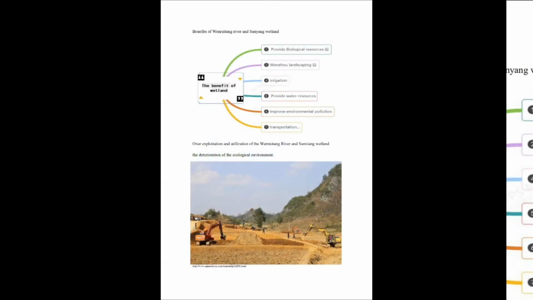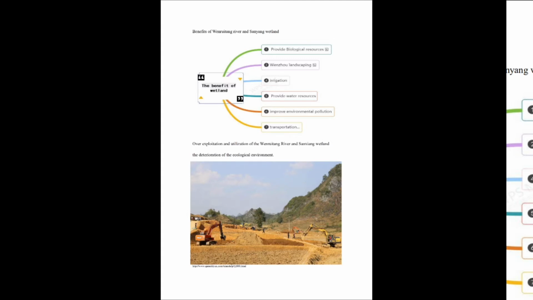Hello everyone, I'm Bella, and I'd like to introduce some benefits of Wenruitang River and Zheng wetland. As you can see from this picture, Wenruitang has provided biological and water resources. It also keeps the Wenzhou landscaping and provides irrigation for Wenzhou city.